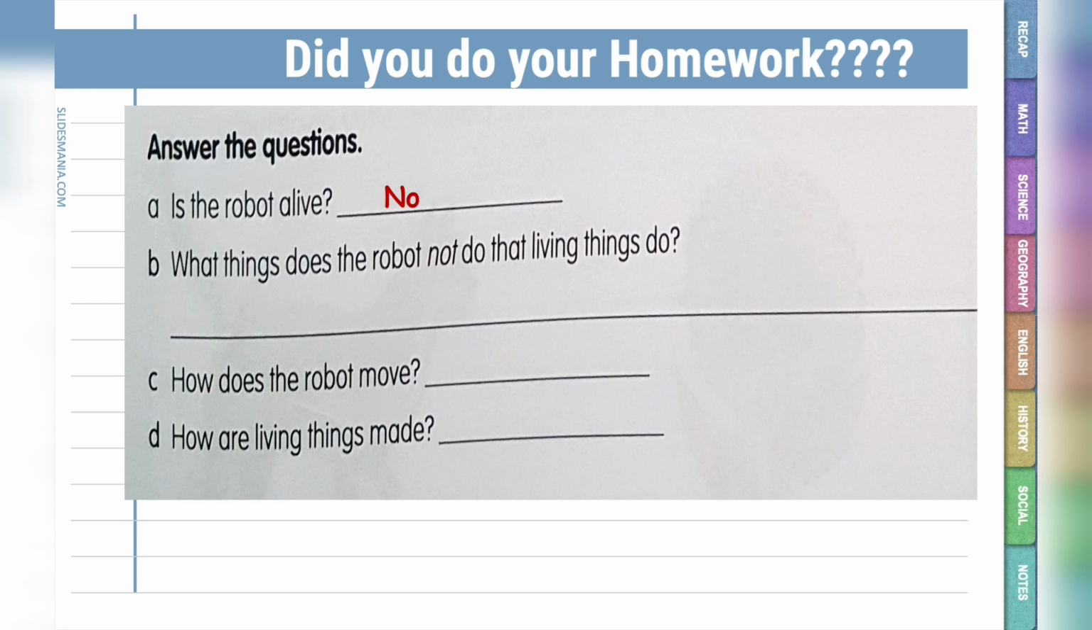What things does the robot not do that living things do? What does it not do? Even though it moves and senses, yes, it does not grow, it does not excrete, it does not feed or even reproduce. Now, how does the robot move? It moves by using the energy from the battery.